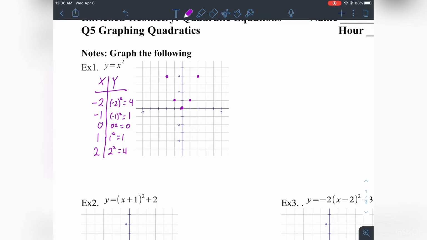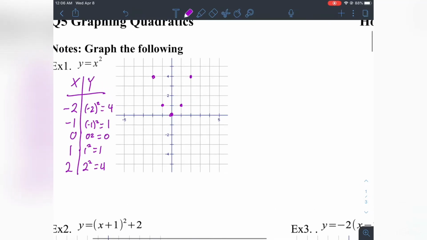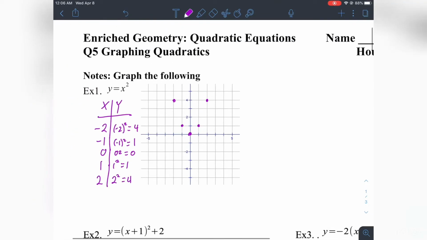Why did I pick those numbers? Well, I knew what I was looking for. I knew I wanted a U shape, and I knew it was the most basic graph, so it would be centered at 0, 0. So basically, I kind of knew ahead of time what to pick. You wouldn't have. So you could have picked any random number and pick a bunch of random numbers until you figure out the vertex and 2 points on either side.